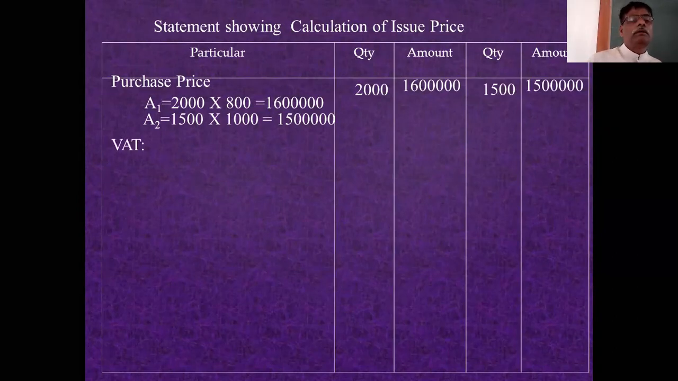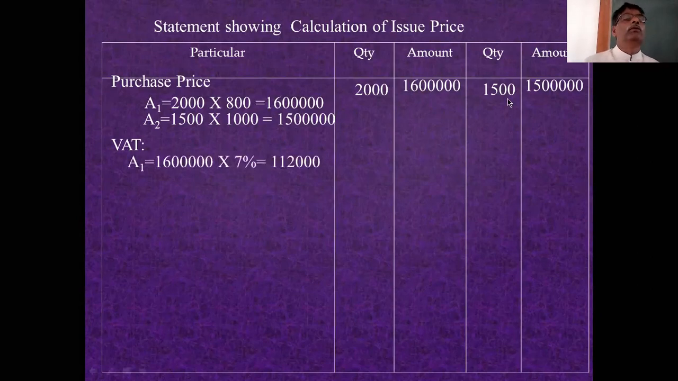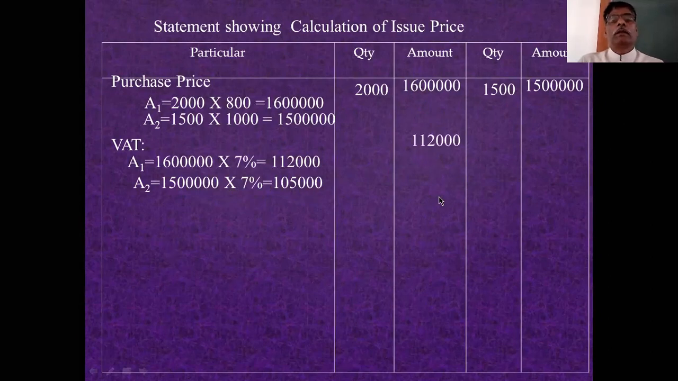Then second item is VAT. VAT means excise duty or sales tax. Sales tax is 7%. You calculate 7% on the total value. 16 lakh into 7% is 1,12,000. Then A2 is 15 lakh into 7% is 1,05,000. You take in the amount column. First amount column 1,12,000. Second amount column 1,05,000.